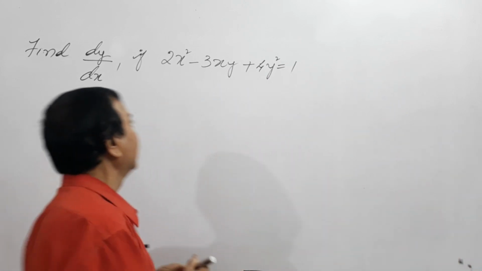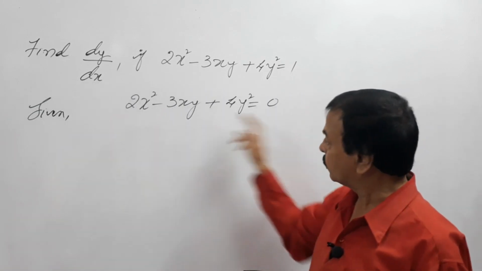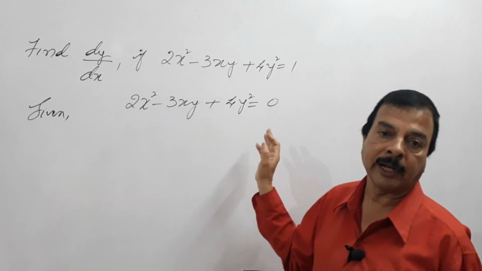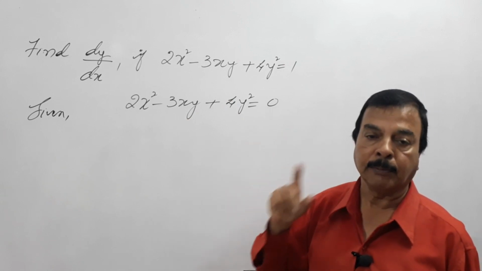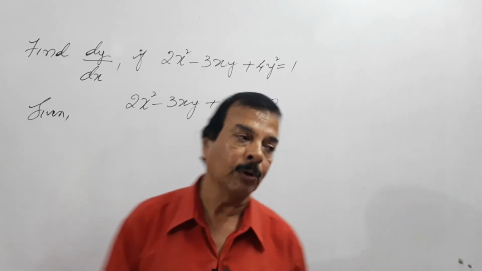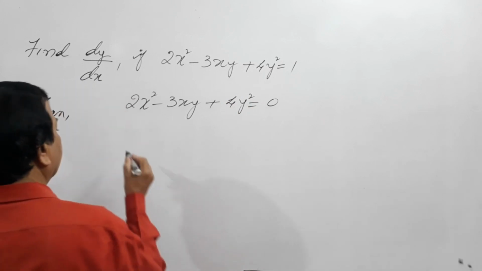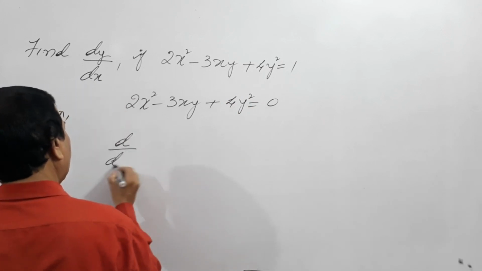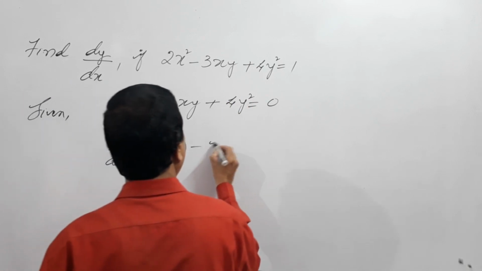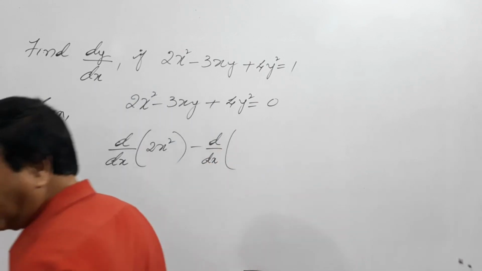So let's start. Dear students, don't write let y equals so and so, because this is an implicit function. The question of y equals so and so doesn't arise here. Don't commit that mistake. Differentiate as it is, and you'll get the answer. I'll show you how to go about it. So let's differentiate this with respect to x. So what happens here? This will be d by dx of 2x square minus d by dx of, I take this 3 outside.